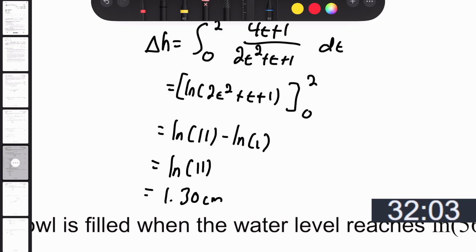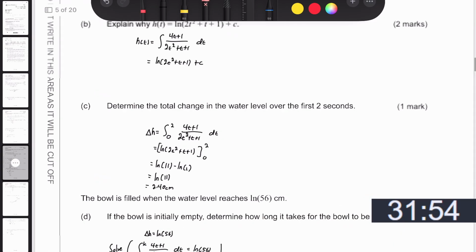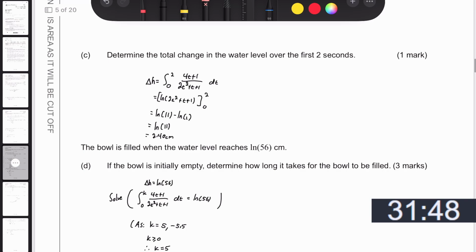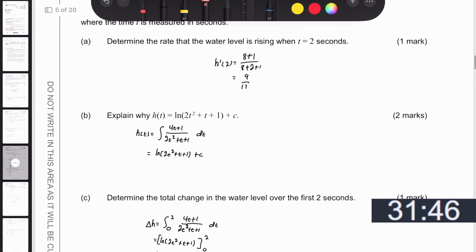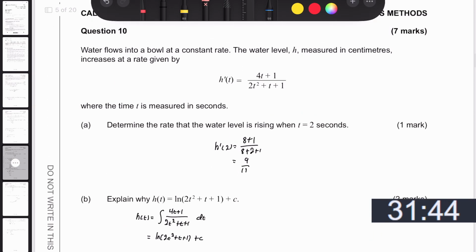So ln of 11 is 2.3 or 2.4 centimeters. What is ln of 56? It's just 4. Total change in the water level over the first 2 seconds. The net change is the derivative, and that from 0 to 2.